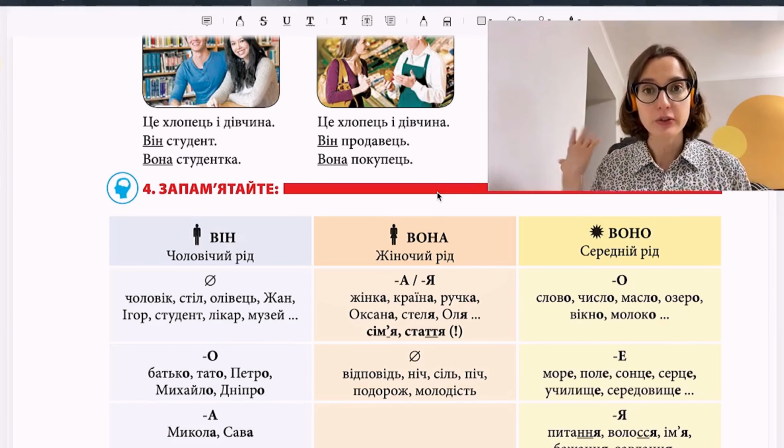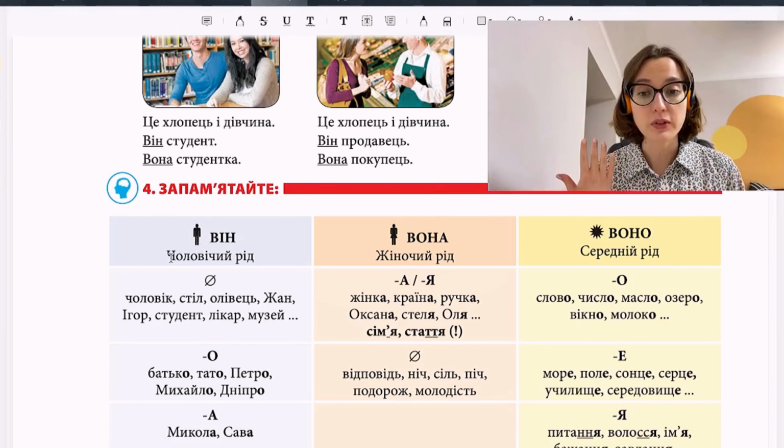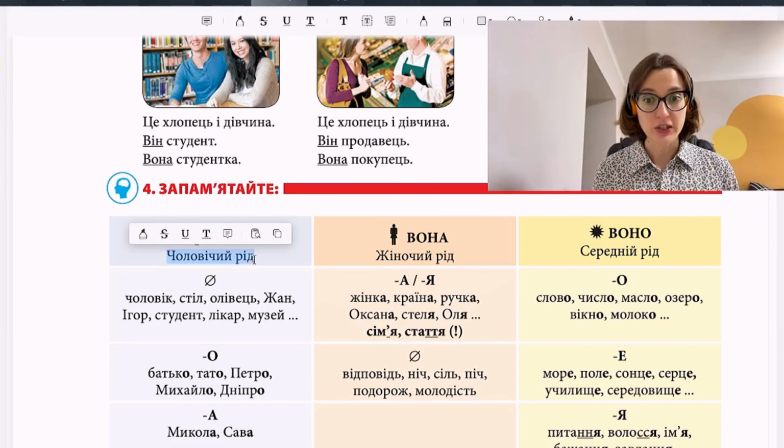So the first gender we have here, that's чоловічий рід, masculine gender.